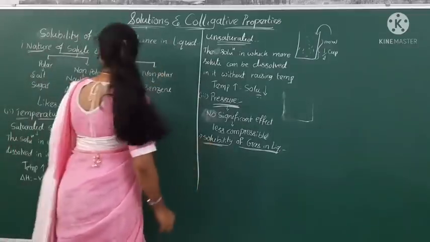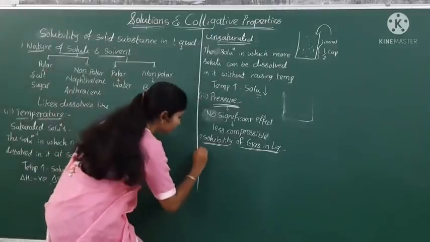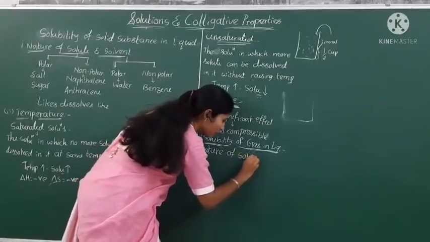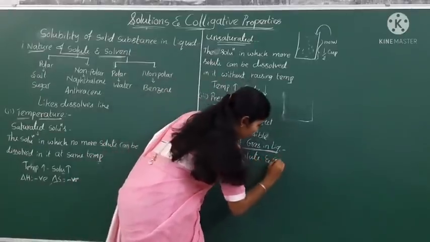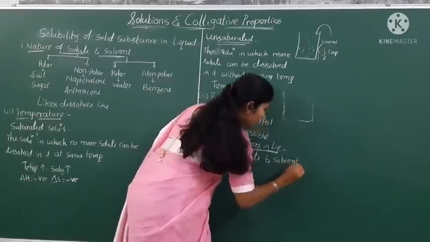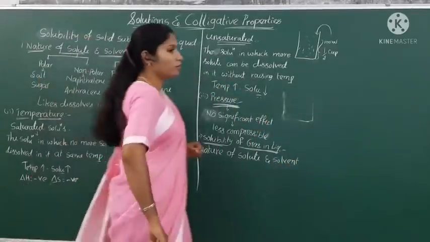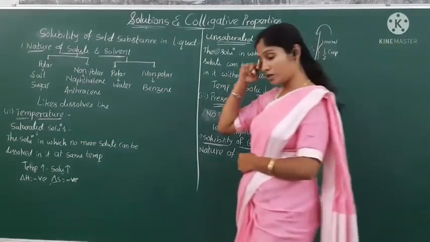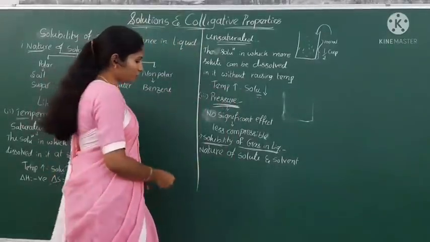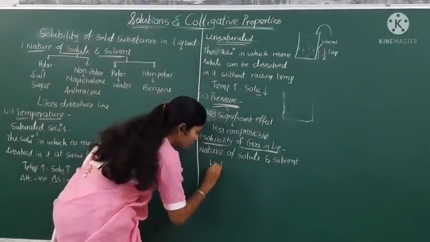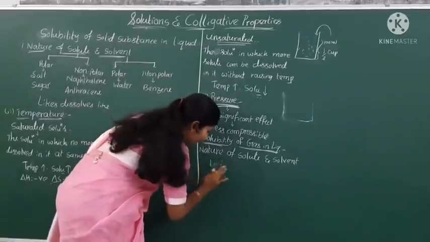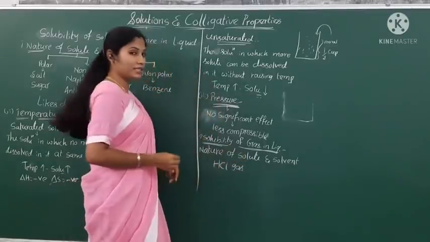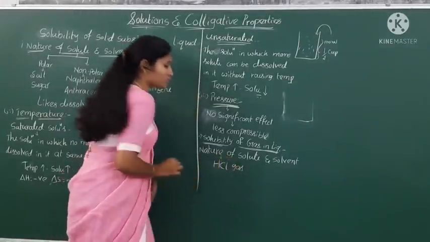In this one, what is the first factor? Nature of solute and solvent. What we discussed here, polar solutes and non-polar solutes, in the same way here also we can take polar and non-polar solutes and solvents. For that, take HCl gas. HCl gas is polar in nature because it can form H plus ions and Cl minus ions.